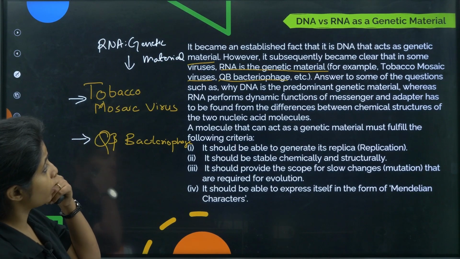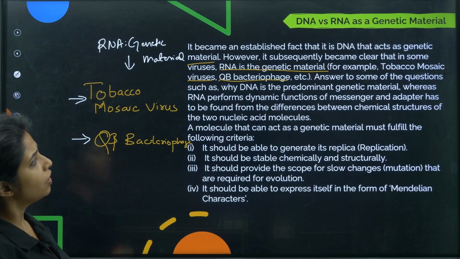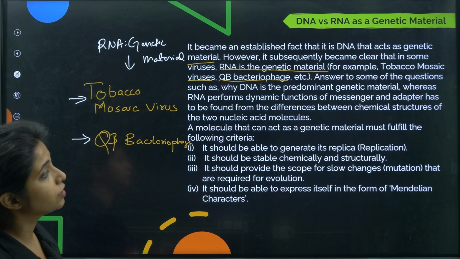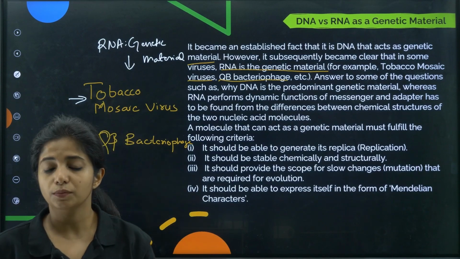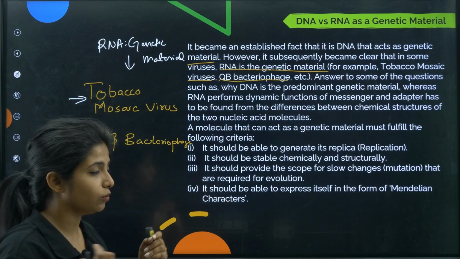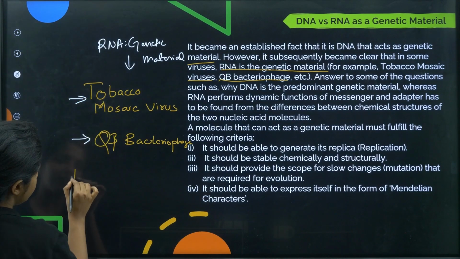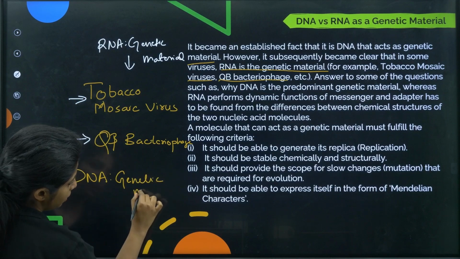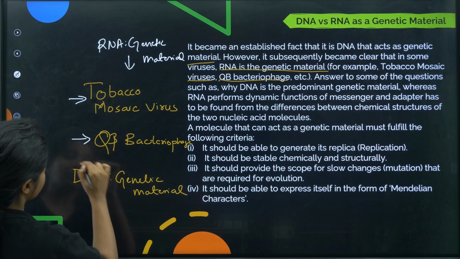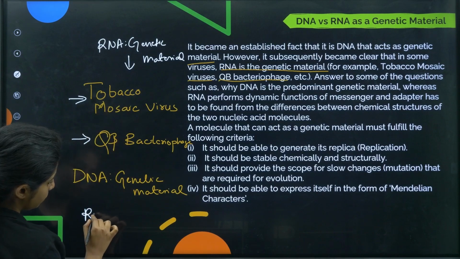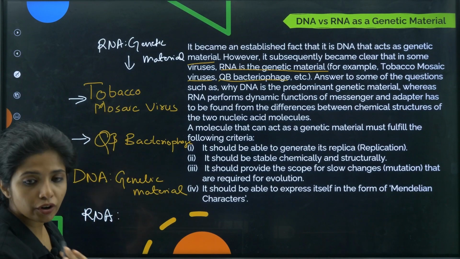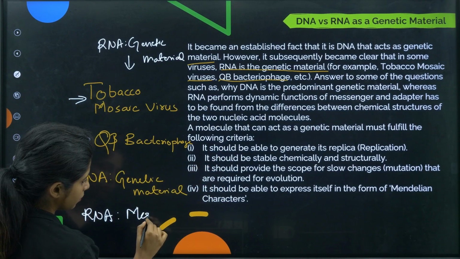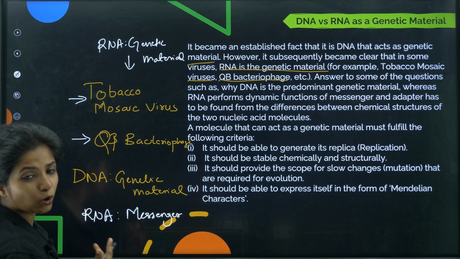Now answers to some of the questions, such as why DNA is the predominant genetic material whereas RNA performs dynamic functions of messenger and adapter, have to be found from the differences between the chemical structures of the two nucleic acid molecules. So with this information, they are trying to tell you that DNA has always been acting as a good genetic material, whereas RNA, even though it's a genetic material, is more renowned for acting as a messenger of what proteins have to be made.